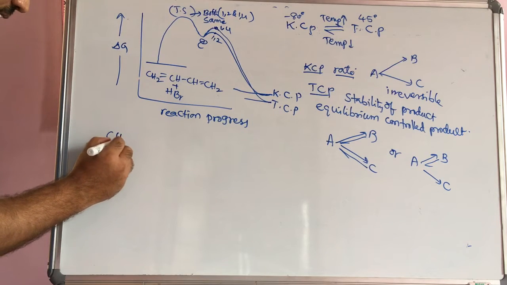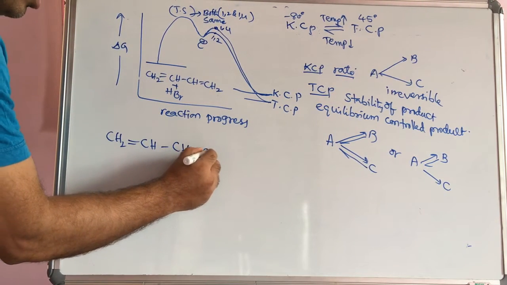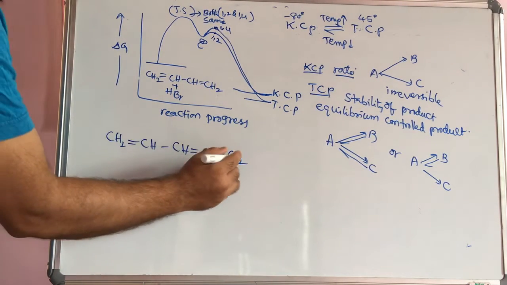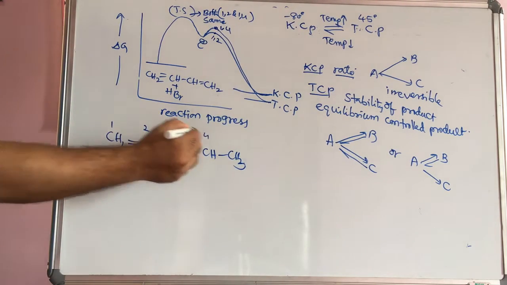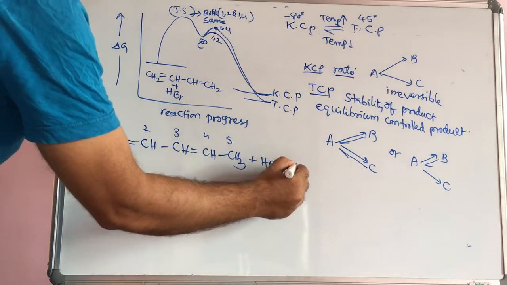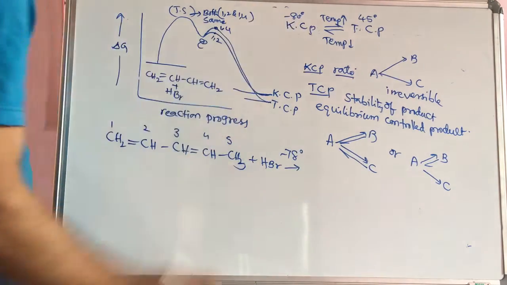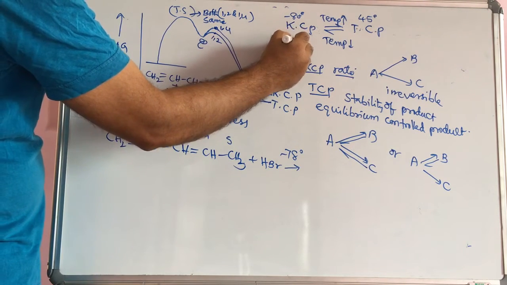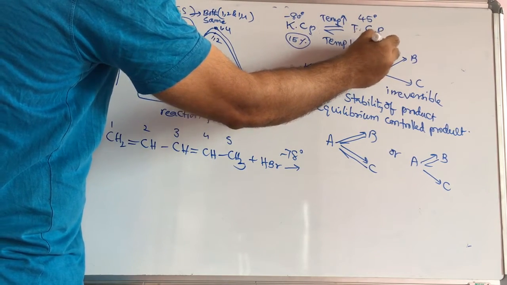1,3-pentadiene, CH2=CH-CH=CH-CH3. So what are the positions here? 1 2 3 4, and this is the fifth one. If you take HBr here at minus 78 degrees Celsius, as with 1,3-butadiene reacting with HBr, this will be nearly 15% formed. This is thermodynamically controlled, and the remaining 85% is formed.